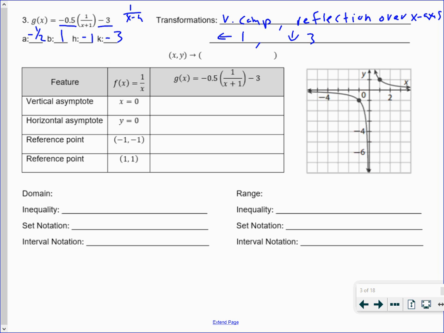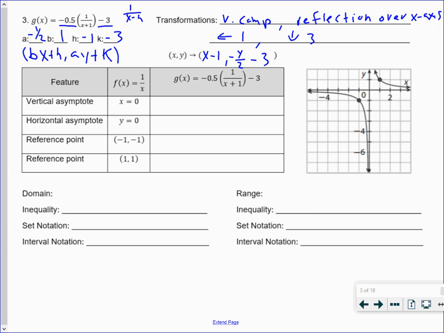So next we're going to figure out what our transformation rule is for this problem. Our transformation rule will be in the form bx plus h, comma, ay plus k. All we're going to do is plug in our a, b, h, and k into this formula. When we do, we get x minus 1, comma, negative y over 2, since negative 1/2 times y is just negative y over 2, minus 3. So that's our transformation rule. And now we're going to use that transformation rule to get our reference points.